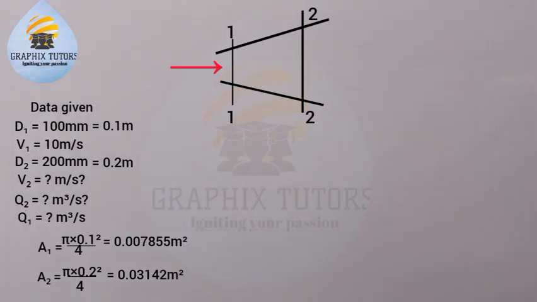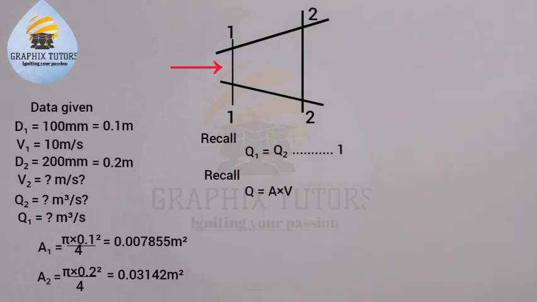Now recall, we know that Q1, the discharge at the inlet, is equal to the discharge at the outlet, let's say Q2. Recall, Q is equal to area times velocity, right? So that means A1 V1 is equal to A2 V2.